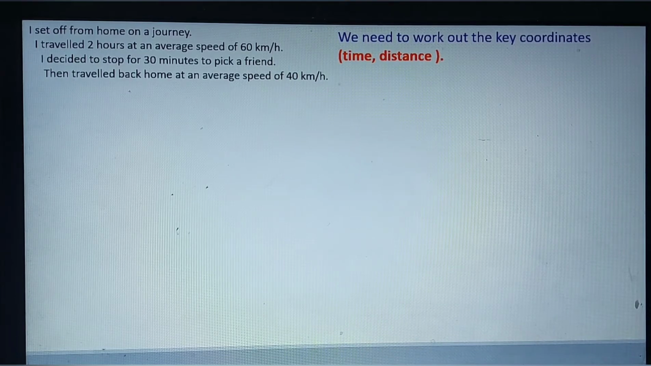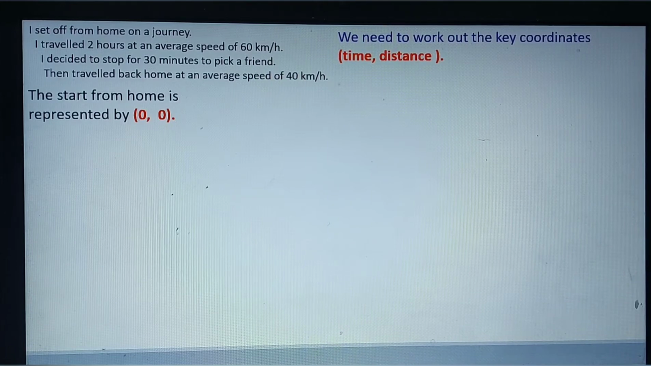Now the first line in the question says, I set off from home on a journey. So that is the starting point. And the starting point is represented by 0, 0. That is the point of origin. So our first time distance coordinate is 0, 0.